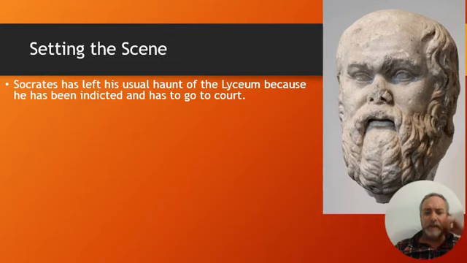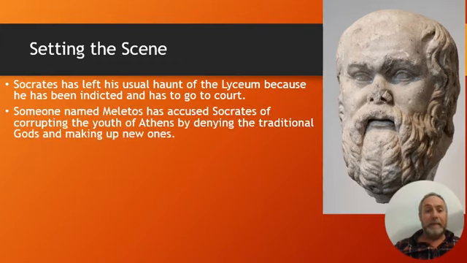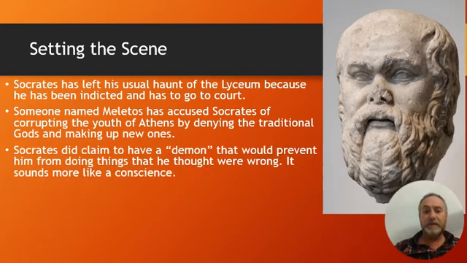So, just telling the story of the Euthyphro. Socrates is usually hanging out in the Lyceum, but this story takes place on the eve of his trial. He's headed to court, and the readers will know that eventually Socrates is going to be convicted and executed. It's Meletus who has accused Socrates of corrupting the youth by denying the traditional gods and making up new ones.